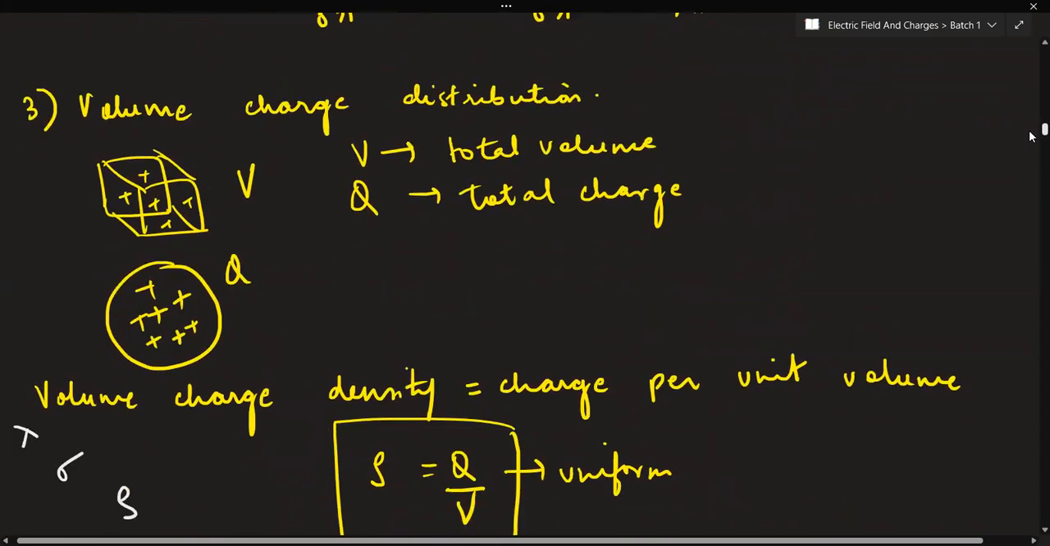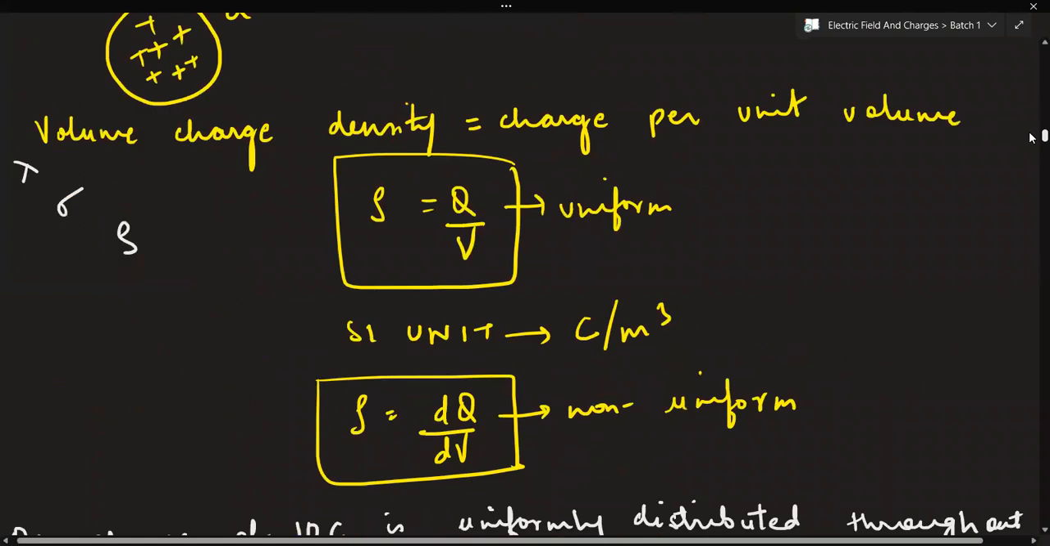Then you have volume charge distribution, where you have charge per unit volume. One more dimension gets added in the denominator. So charge per unit length, charge per unit area, charge per unit volume. Questions from this will be direct, but most of the time this is used in other questions in other topics. If a question comes directly from this, it will be easy, direct formula based. But many times you have to use this concept if it's a difficult question to solve.